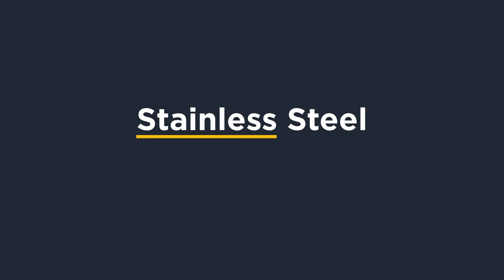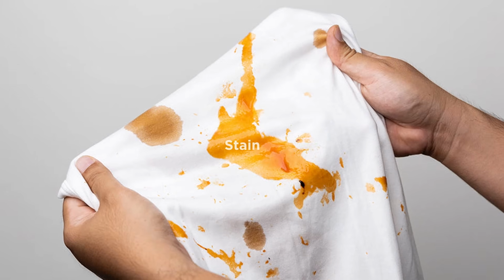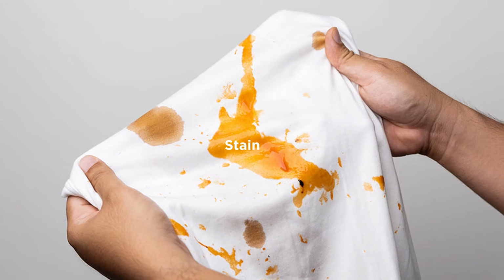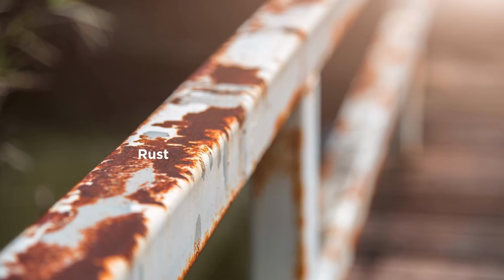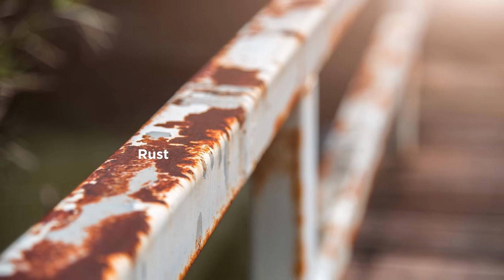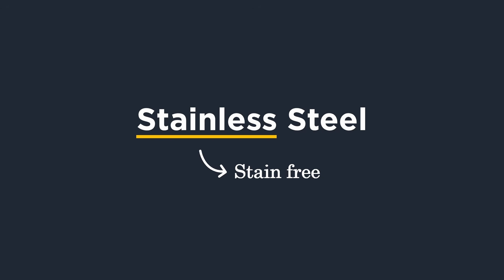Let's start from absolute basics. What is stainless steel? The word stainless simply means stain-free. And what is a stain? Anything that leaves a colored mark that is hard to remove. In materials, stain mainly refers to rust. So, stainless steel literally means rust-free steel.